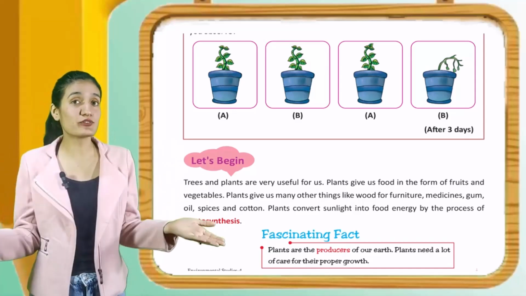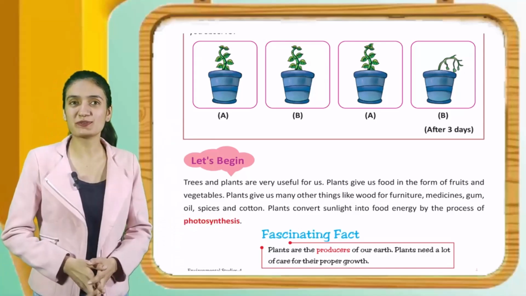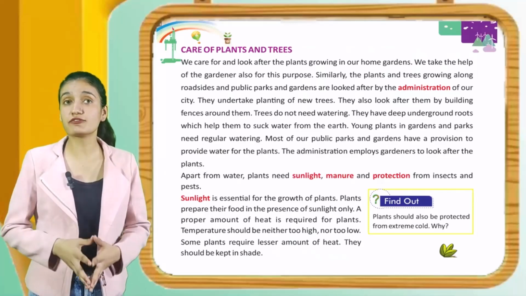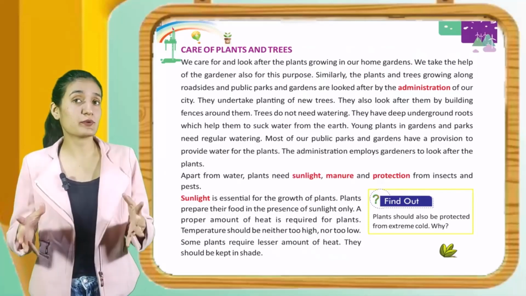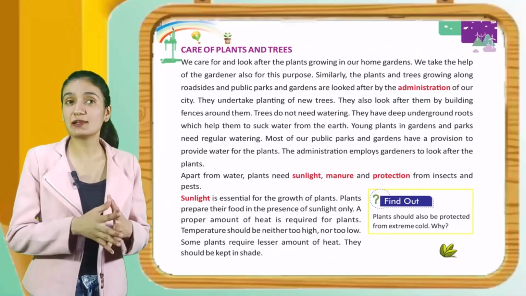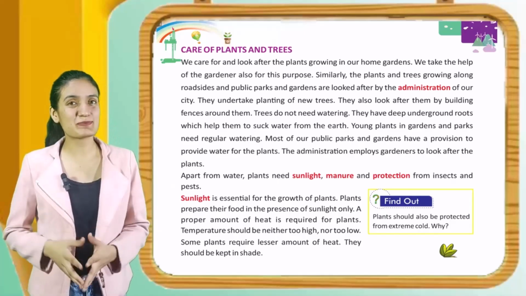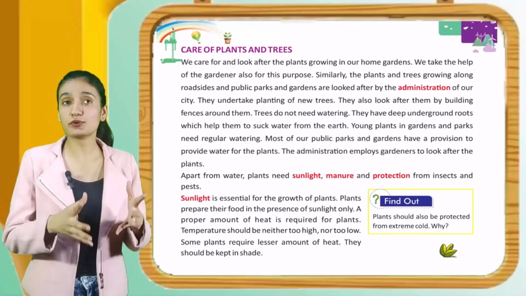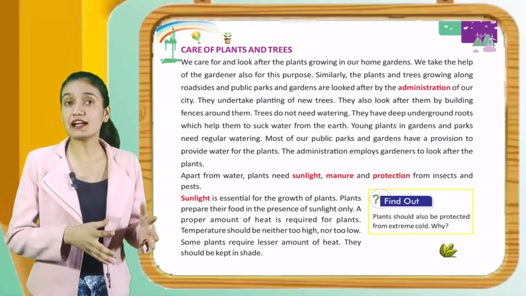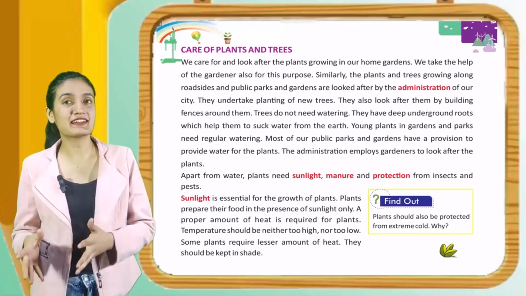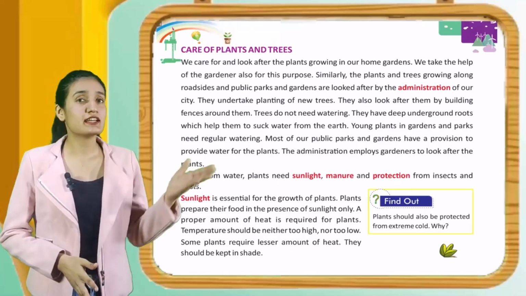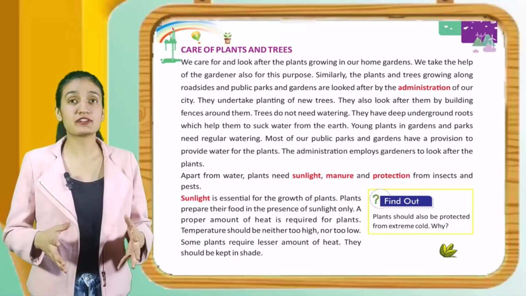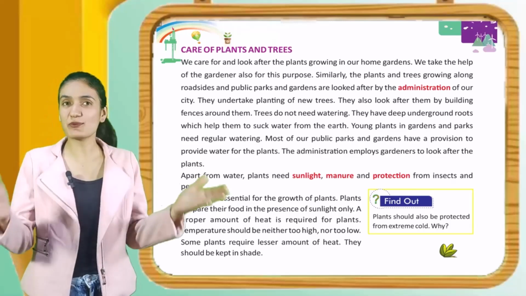Plants need a lot of care for their proper growth. Care of plants and trees. We care for and look after the plants growing in our home gardens. We take the help of the gardener also for this purpose. Similarly, the plants and trees growing along the roadside and in public parks and gardens are looked after by the administration of our city. They undertake planting of new trees. They also look after them by building fences around them.